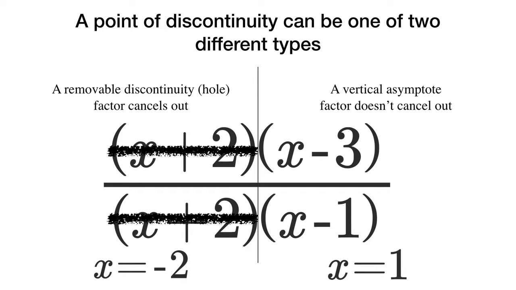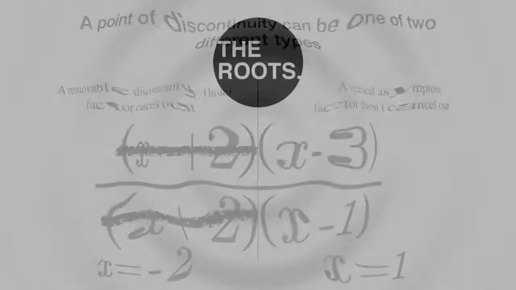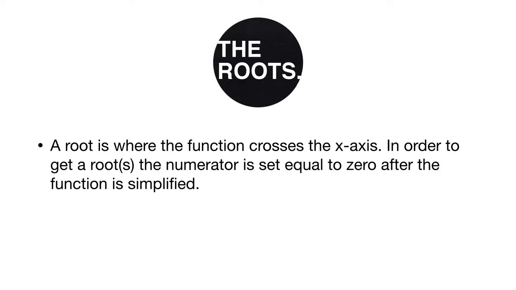Now, I've had some people ask me, but Mr. Peacock, what about that x minus 3? Well, x minus 3 is an important thing as well, because it is one of the things we could use to find our roots. A root is where the function crosses the x-axis. In order to get a root or roots, the numerator is set to 0 after we simplify our function.